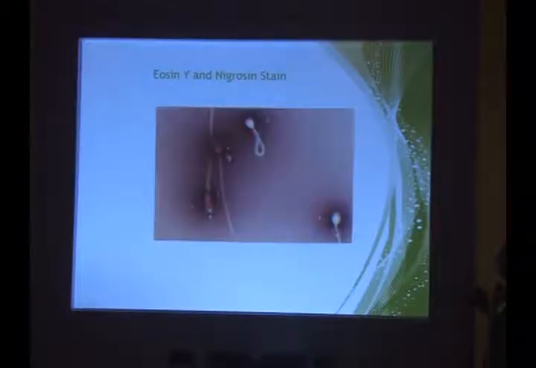Now this is to show you how a dead sperm would appear. The one which is stained pink has taken the dye, indicating it's a dead sperm in eosin nigrosin stain. The one which is showing white color is a live sperm. So now we have also learned why it is important to score viability.